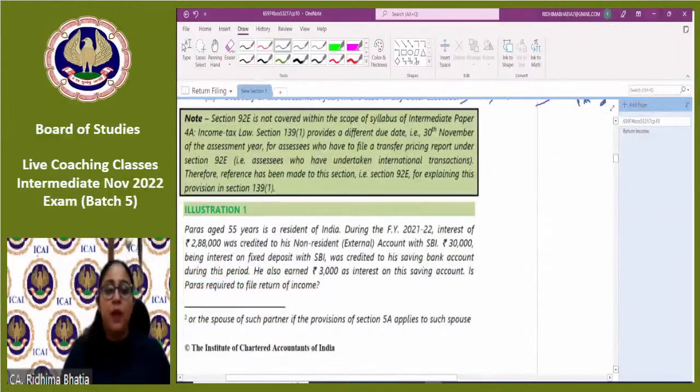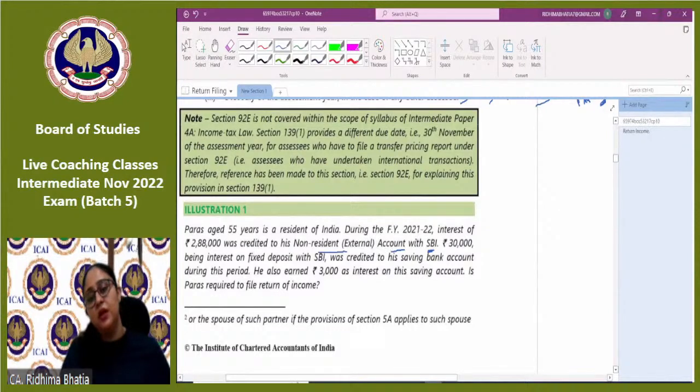Let's do a question. Paras, aged 55 years, is a resident of India. During the financial year, interest of rupees 2,88,000 was credited to his non-resident external account with SBI. 30,000 being interest on fixed deposit with SBI was credited to his saving bank account. He also earned 3,000 as interest on this saving account. Is Paras required to file the return of income?